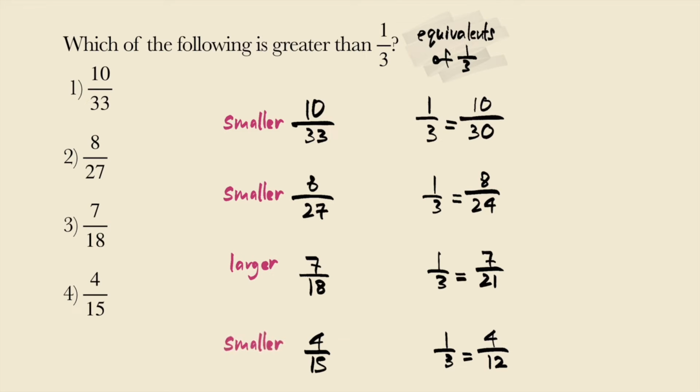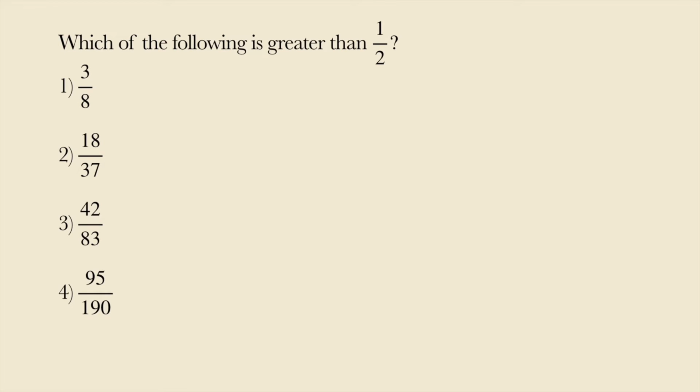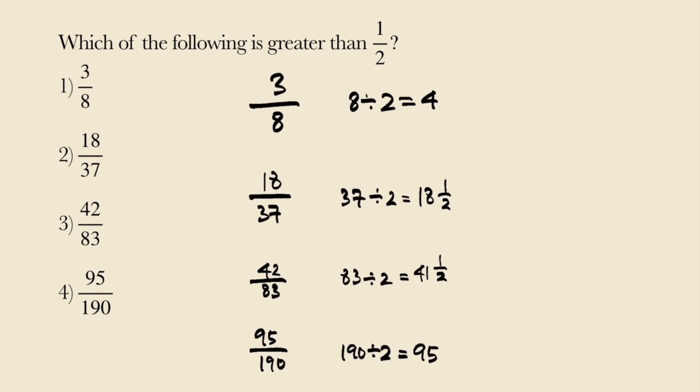And just to confirm, the last choice here, the denominator is larger than 1/3. Okay, therefore, the answer we are looking for is number 3. When it comes to half, it's pretty easy to figure out which one is the greater one. What do I mean by that? Look at 3 over 8.